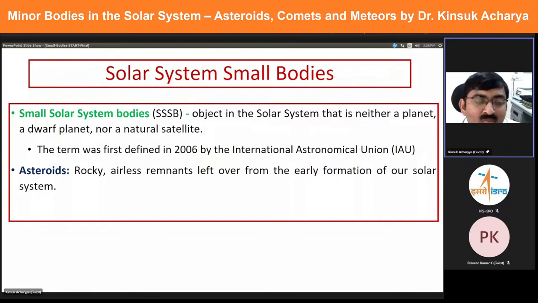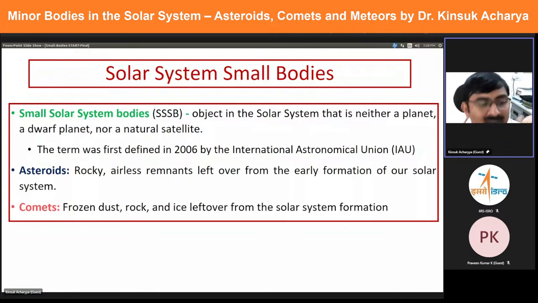Now the asteroids are mostly rocky, airless remnants, but the comets are a mix of dust, rock, and ice also. By ice I mean water ice and various CO2. If you go to very low temperature, they can also form ice. So if you heat a comet, a lot of gases like water and CO will evaporate out and they can create some sort of a small atmosphere for comets. But asteroids are primarily rocky objects. This is the main difference between them.